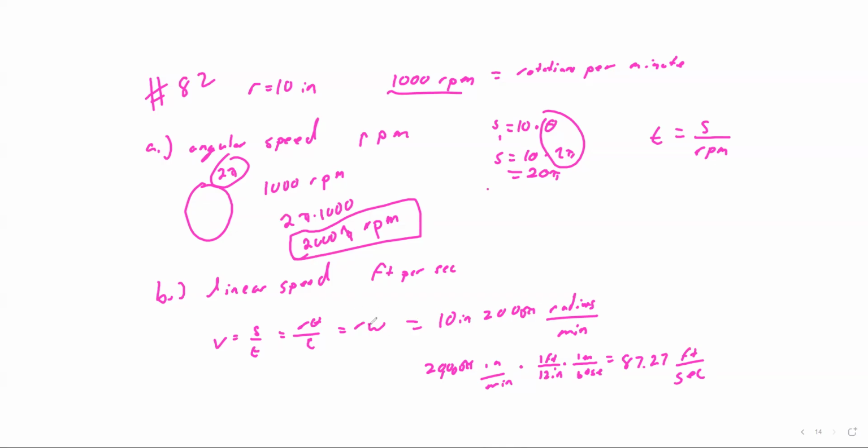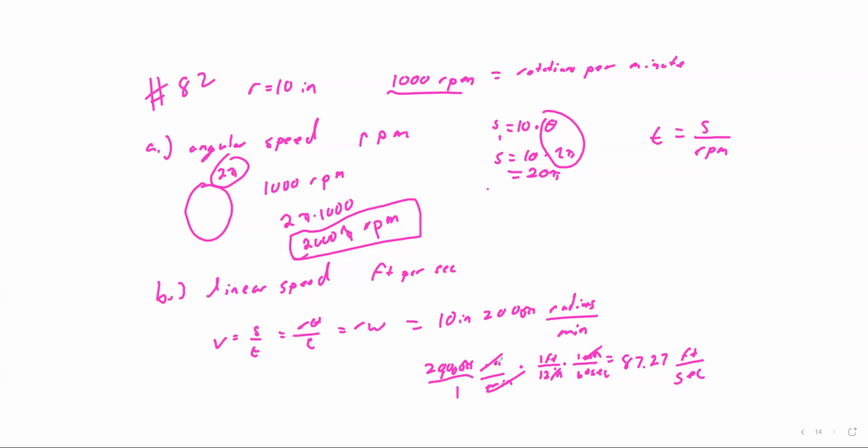And because of that, we now have the W, which is R times W. So there's 10 inches and then 2,000 pi radians per minute. When we multiply that, it becomes 20,000 pi inches per minute, because now it's in inches. Then we need to turn the inches into feet. There's 12 inches in 1 foot, so the inches will go away. Then we need to turn minutes into seconds. There's 60 seconds in 1 minute. So what we're left with is feet per second as our ratio.